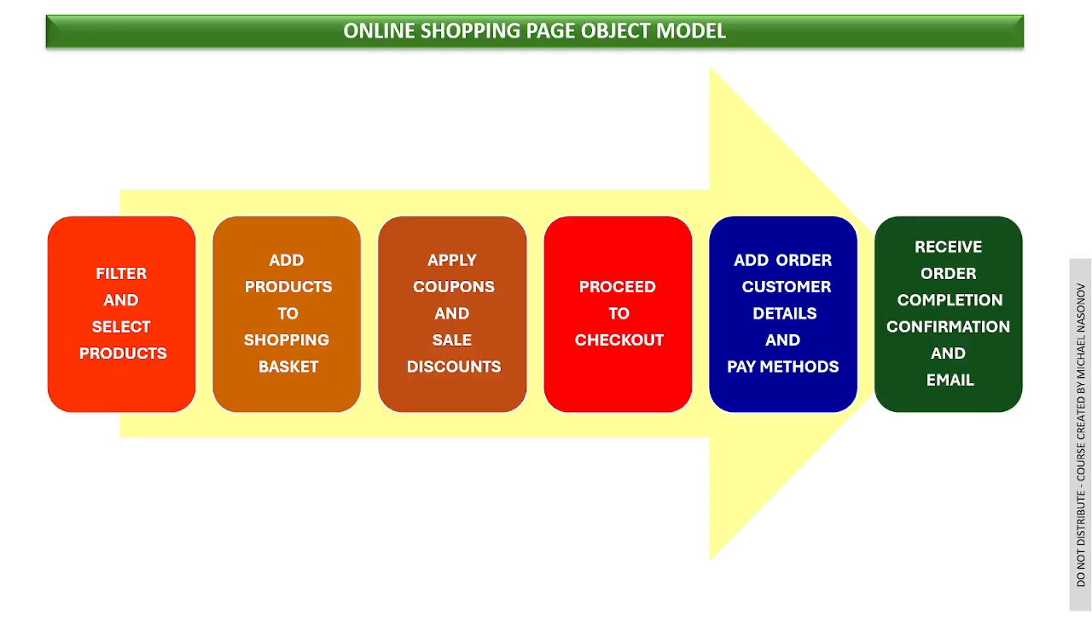Then from checkout you proceed to another page where you can add order customer details and payment methods, from where, when you apply it and you submit on a separate final page, you might receive order completion confirmation and possibly an email. All these pages are separate, so web elements for each page are supposed to be located in separate folders or subfolders.